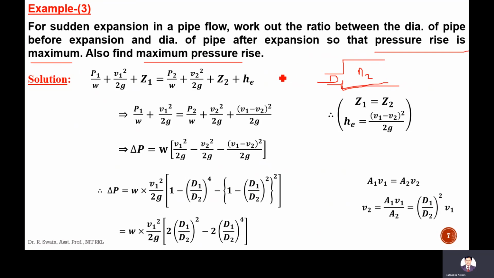So here, if we apply Bernoulli's equation, P1 by w plus V1 square by 2g plus Z1 is equal to P2 by w plus V2 square by 2g plus Z2 plus he, that is the head loss.